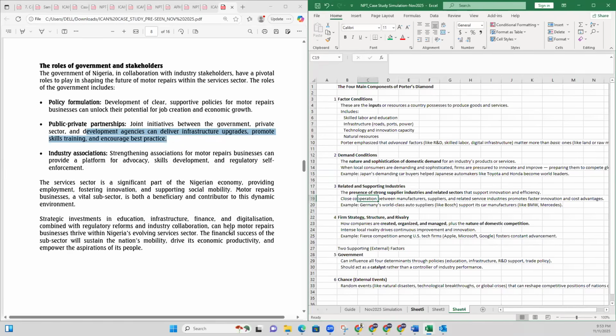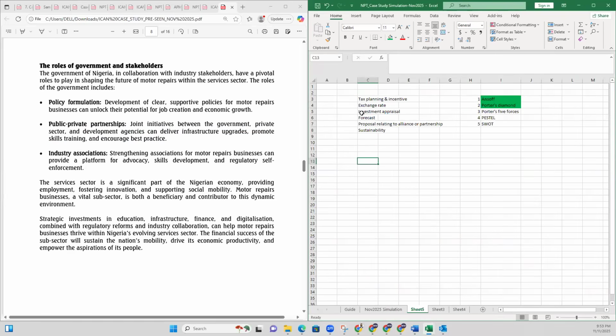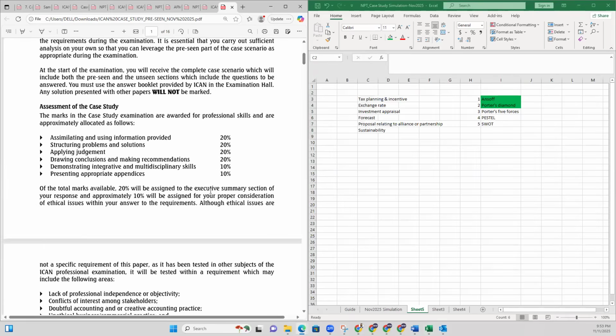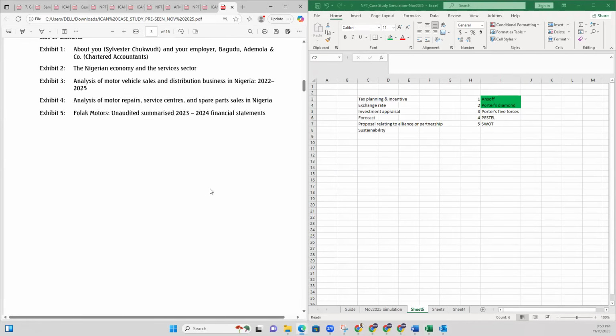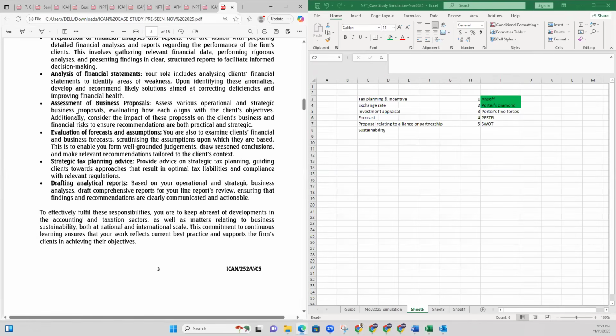And then the next thing we want to look at is the other bit, which is the fact that in your JD, we can see clearly that there is an assessment of proposal here.